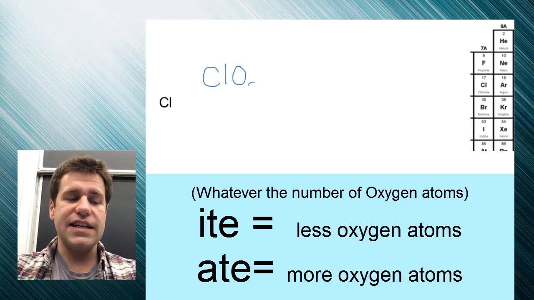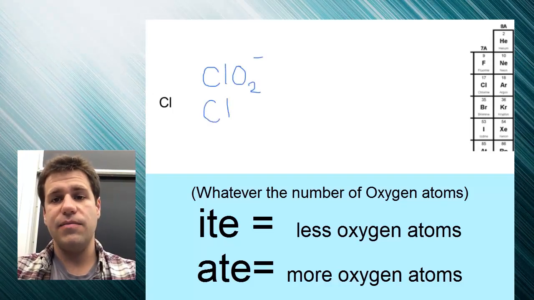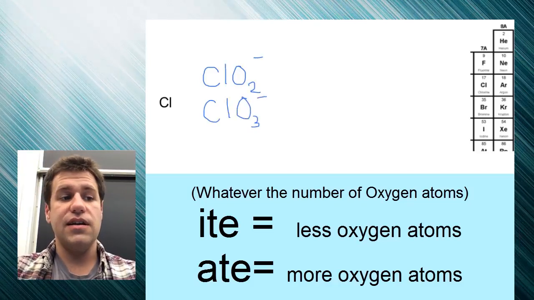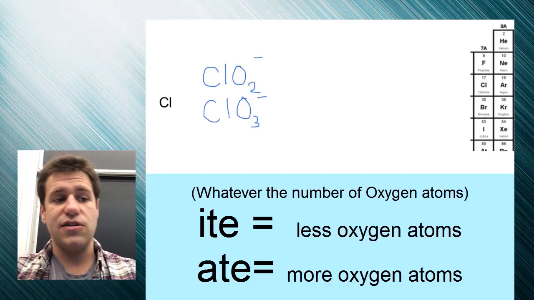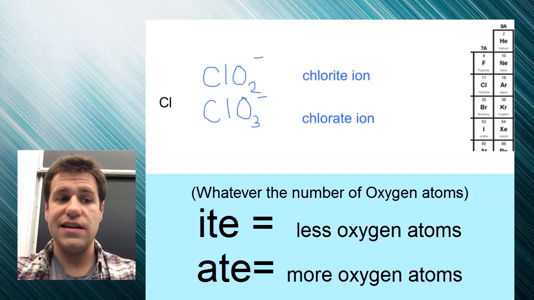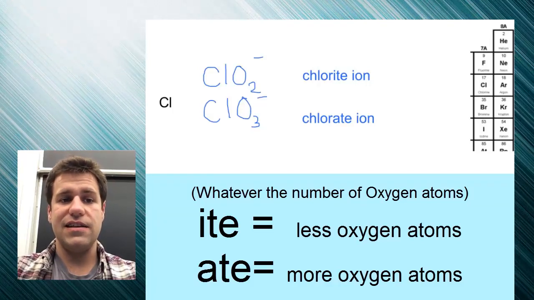The first thing you need to get down: ite means there are fewer oxygens. Ate means there are more oxygens. Let's start with the ite and ate of chlorine. The chlorite ion has 2 oxygens, chlorate has 3. Each has a negative charge. Chlorite has fewer oxygens than chlorate, which has more. Just like that. Done. Easy.